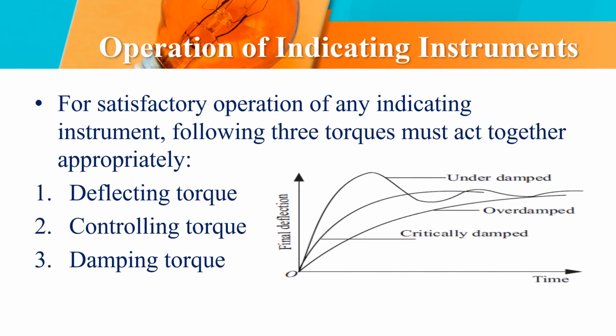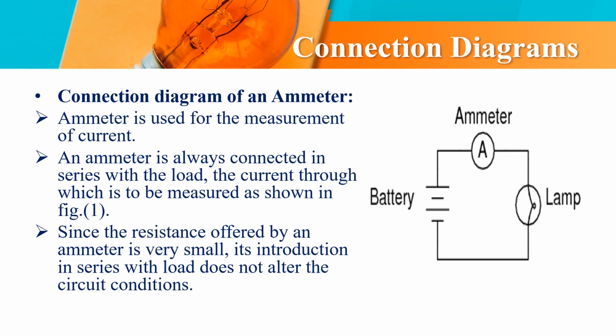Operation of indicating instruments. For satisfactory operation of any indicating instrument, the following three torques must act together properly: deflecting torque, controlling torque, damping torque. Connection diagrams. Connection diagram of an ammeter.